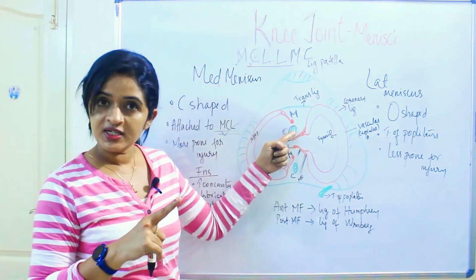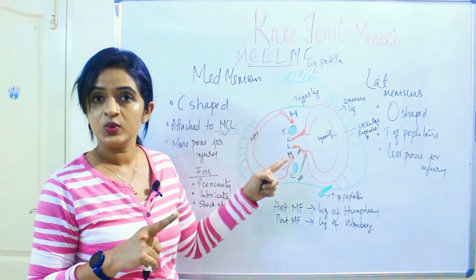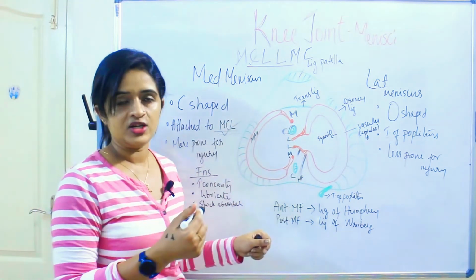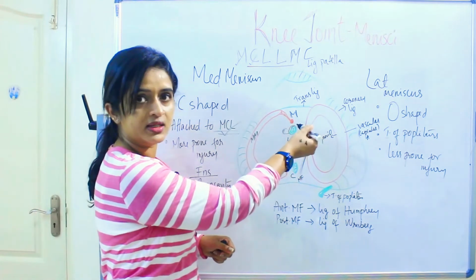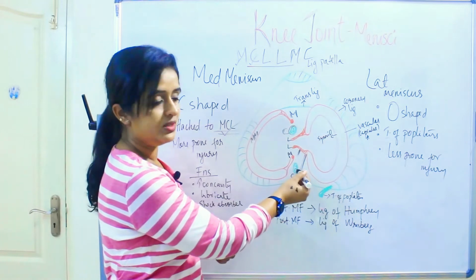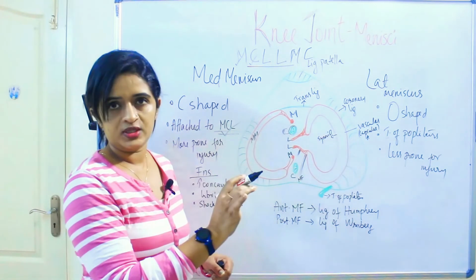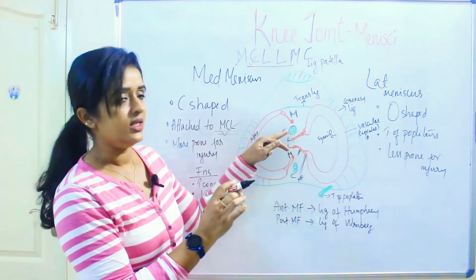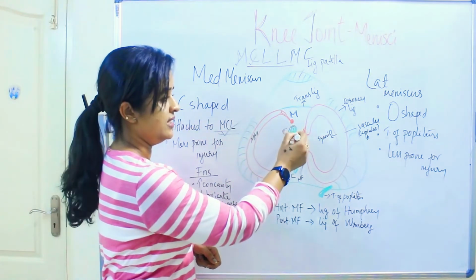So this is named anterior and posterior according to its position in the intercondylar region. Since it is lying in the anterior aspect, you call it anterior cruciate. Since it is attached to the posterior aspect, you call it posterior cruciate ligament. So the second attachment in the intercondylar region is the anterior cruciate ligament.